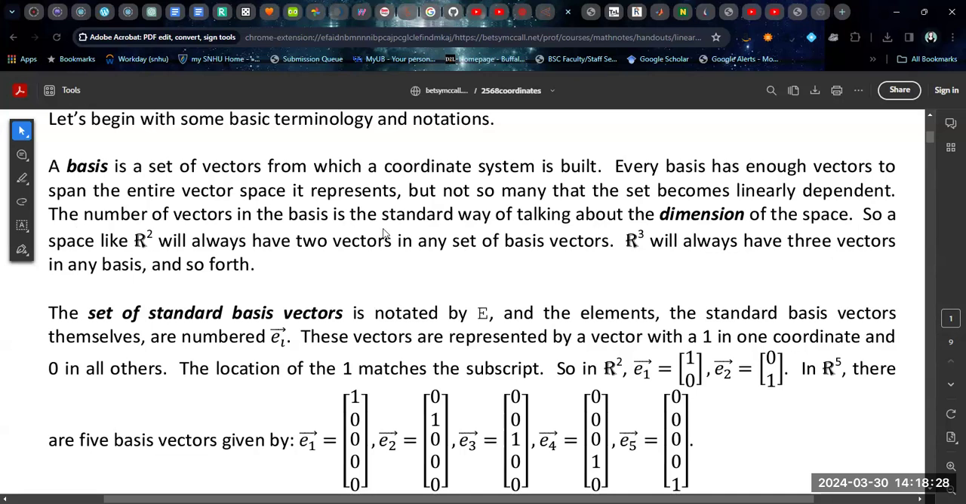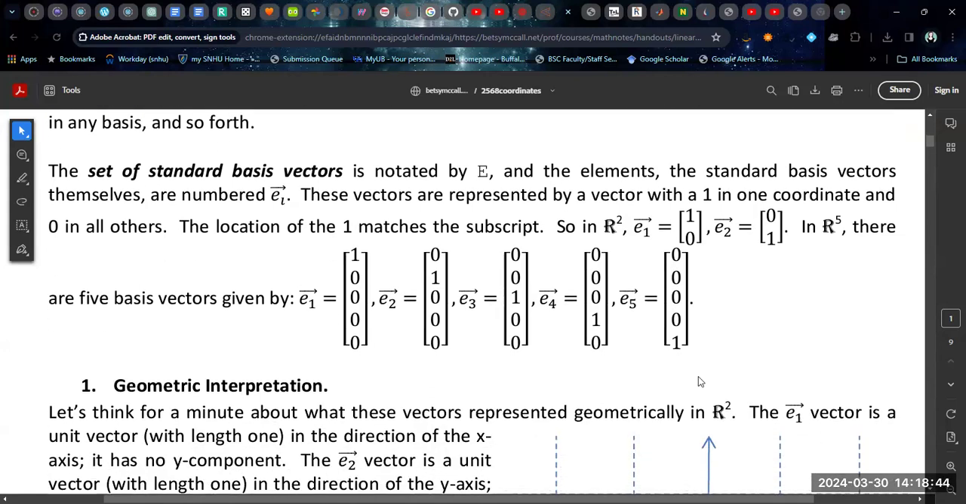The number of vectors in a basis is the standard way of talking about the dimension of a space. So a space like R2 will always have 2 vectors in any set of basis vectors. R3 will always have 3 vectors in any basis, and so forth.